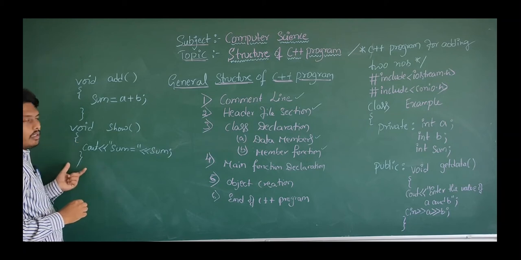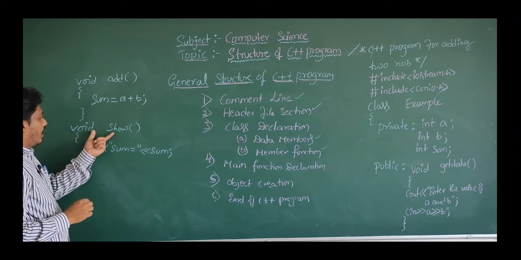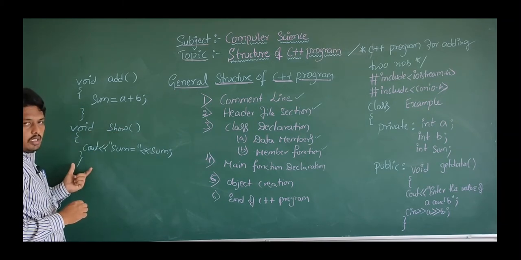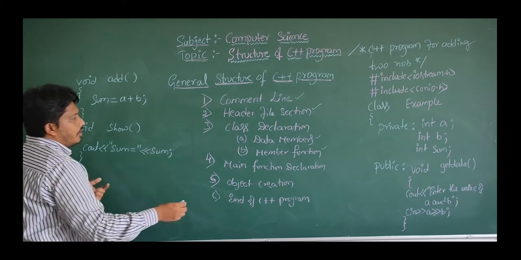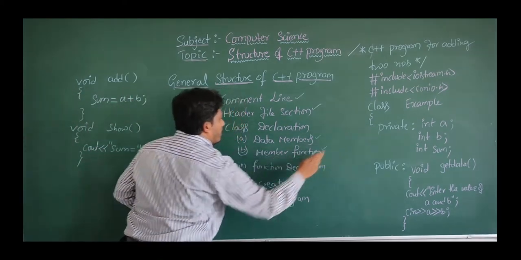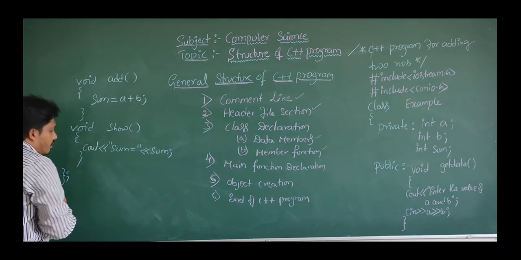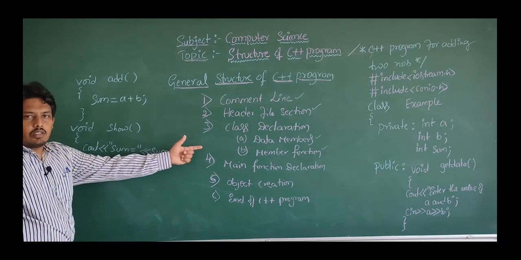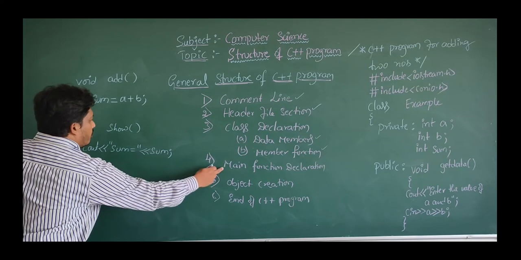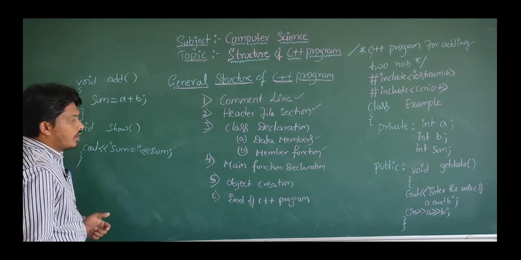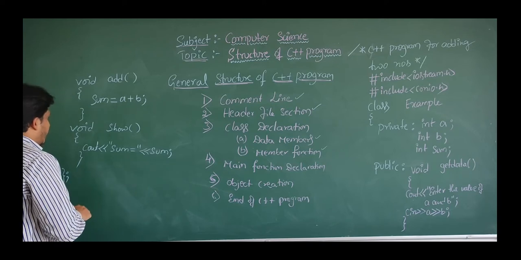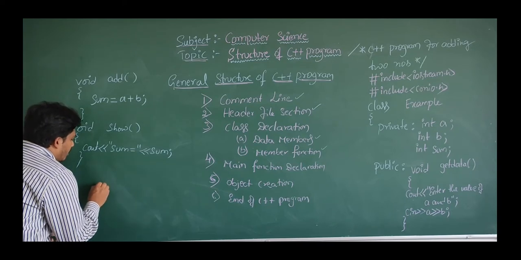I close the bracket here, so it means my member function has been closed here, and my class which has been opened here is closing here now. So now my complete class declaration is completed. Then we have to take the main function declaration. The main function declaration is declared like this.